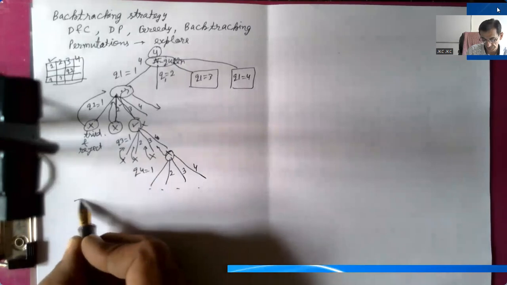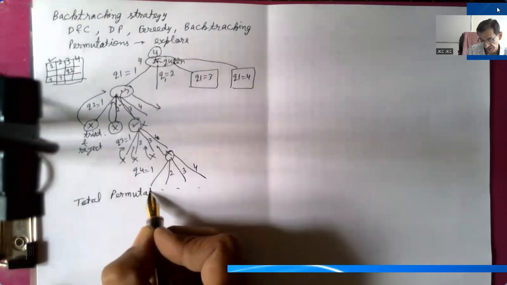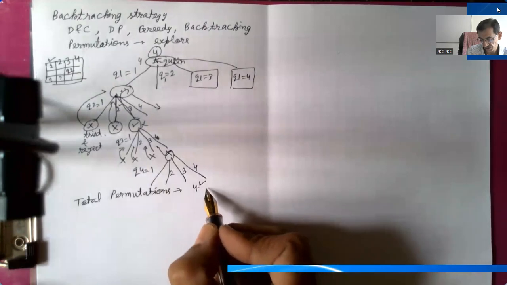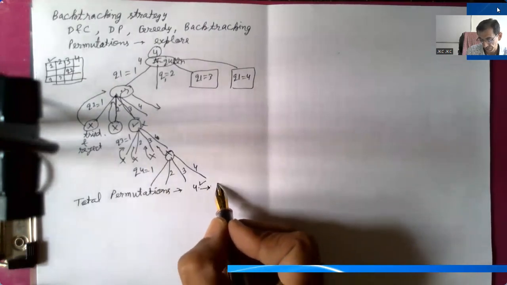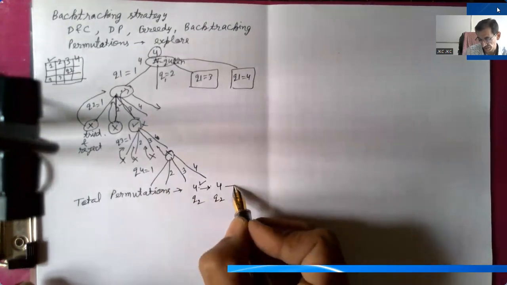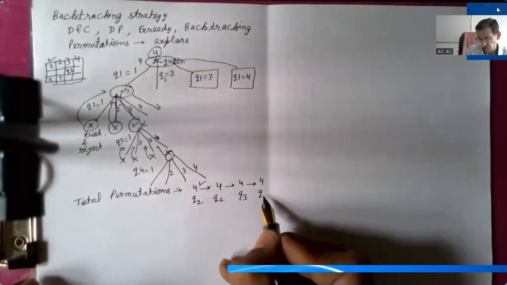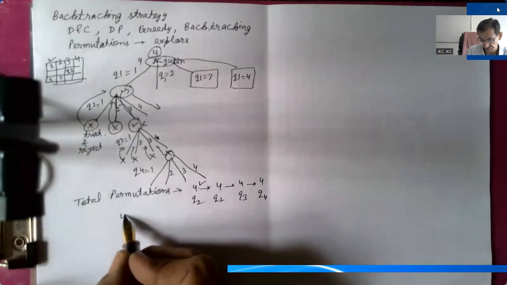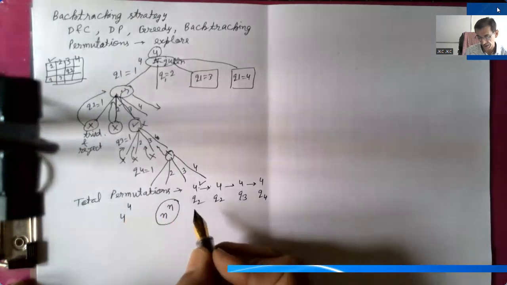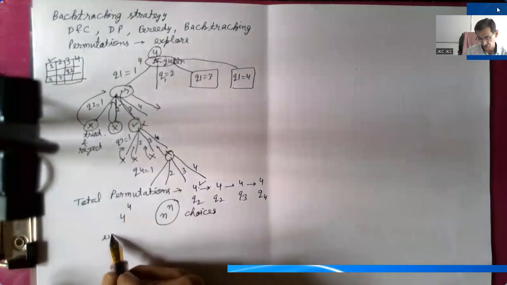So if you see the total permutations, how many permutations could I have if they were not rejected initially? For 4 into 4, initially I had 4 choices for Q1, followed by 4 choices for Q2 for each of them, then another 4 choices for Q3 for each of them, and another 4 choices for Q4 for each of them. Effectively, this means 4 raised to 4 choices. More or less, it becomes n raised to n choices. Of course, that means exponential growth.